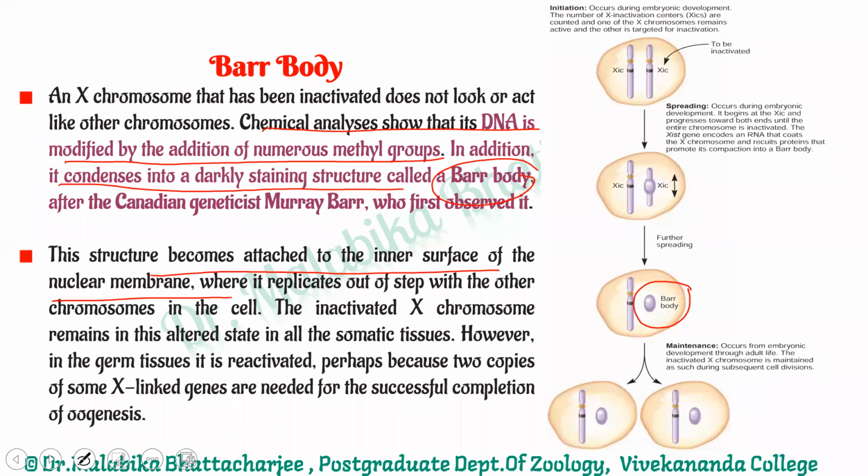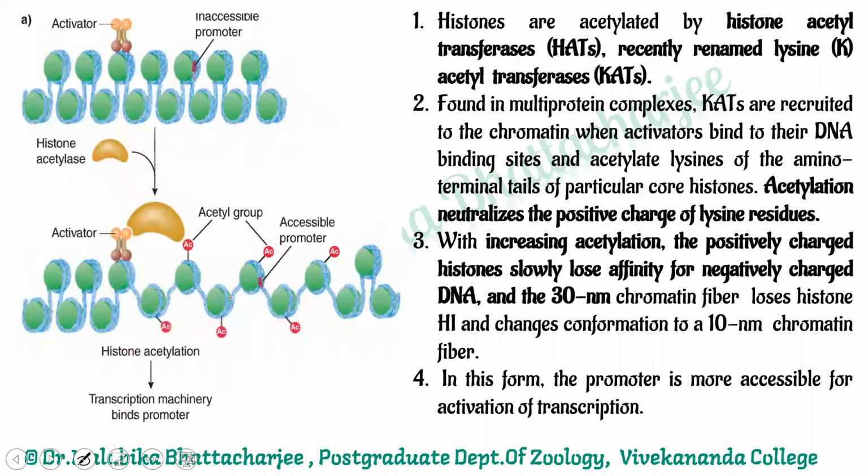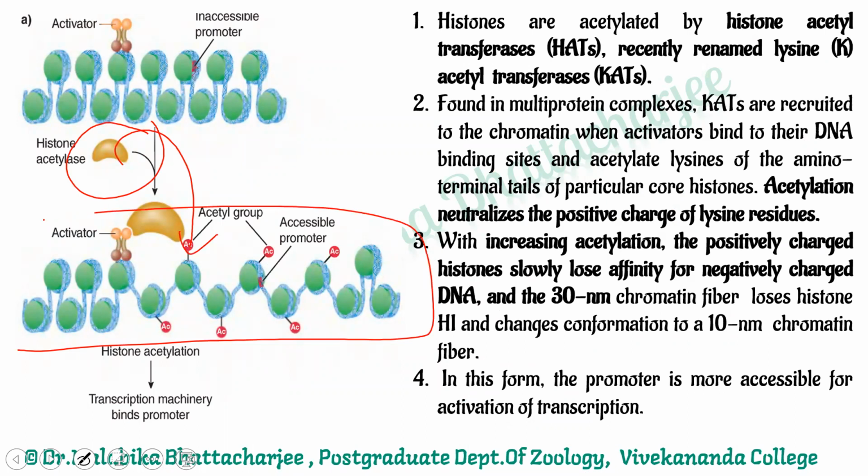Now, how does that happen? This is a picture to show you how acetylation produces an open configuration and a closed configuration. Remember, when you bring histone acetylase enzyme to the DNA, they add acetyl groups, as a result of which the DNA has opened up as compared to this one. So this is histone acetylation. Addition of acetyl groups has opened up the DNA.